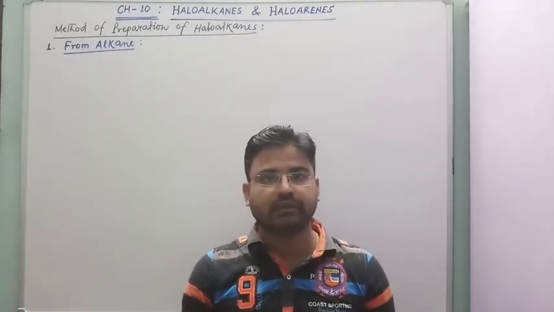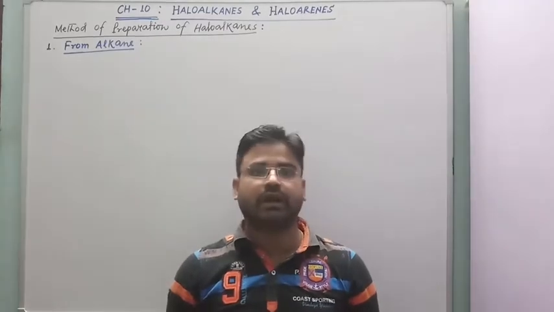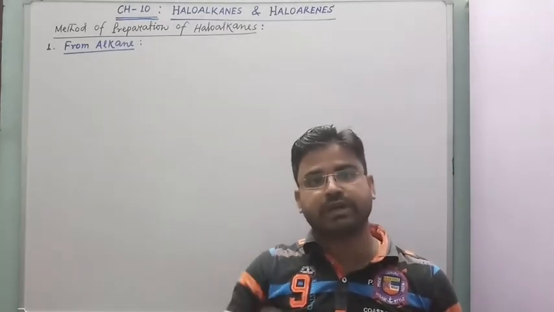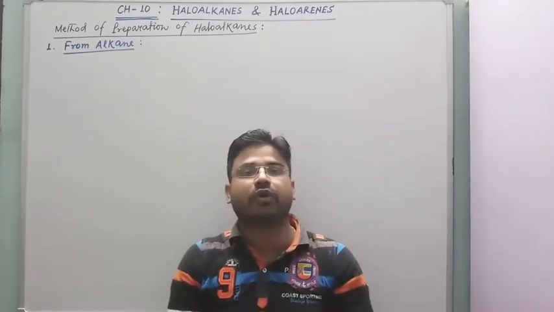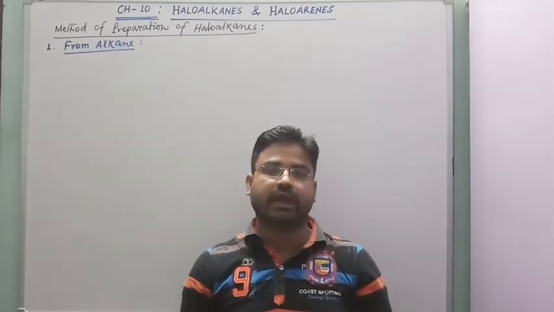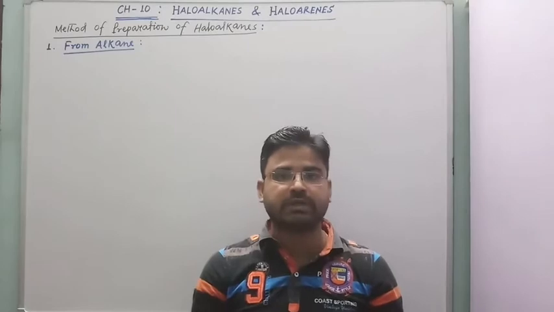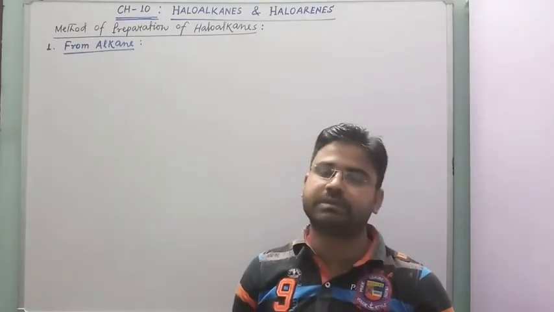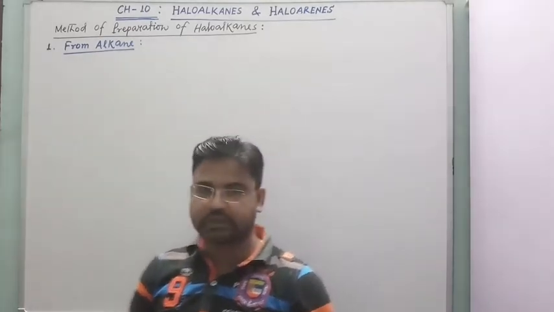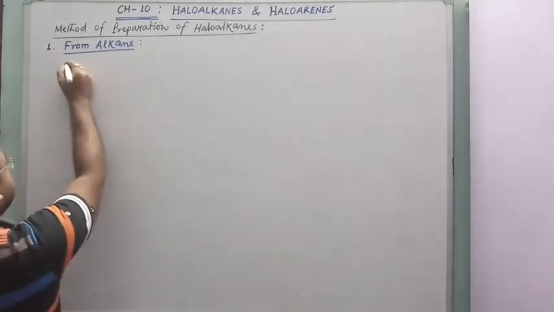If UV light is not available, then temperature is required, and the temperature is 520 Kelvin to 600 Kelvin. Then a mixture of monohalogen derivatives and polyhalogen derivatives is formed. Polyhalogen means dihalogen, trihalogen, tetrahalogen derivatives are formed. See the example.